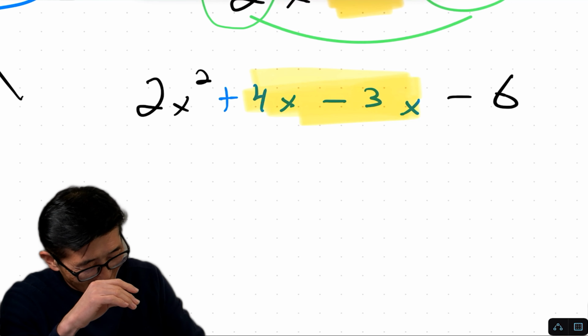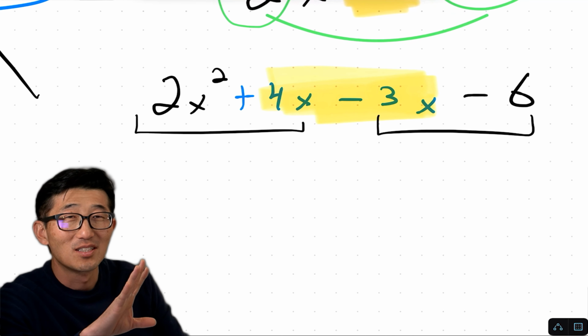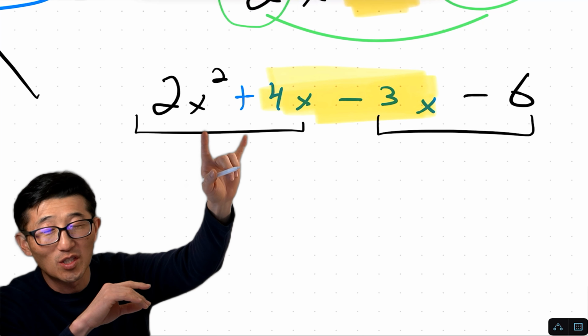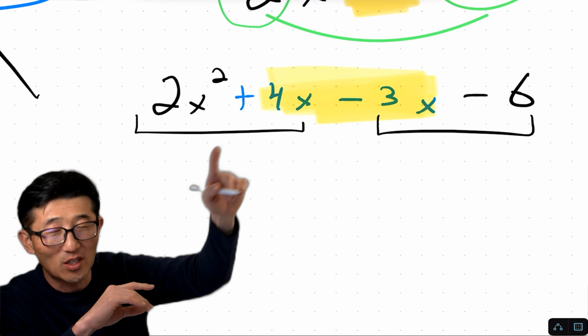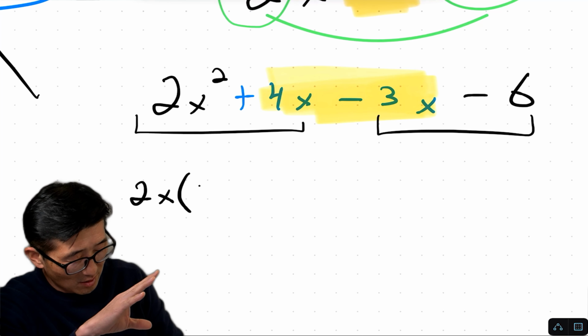Group them here and here. So you have two groups of numbers, right? Yeah. Just factor out this one. What's the greatest common factor for this guy? 2x, right? Yeah.